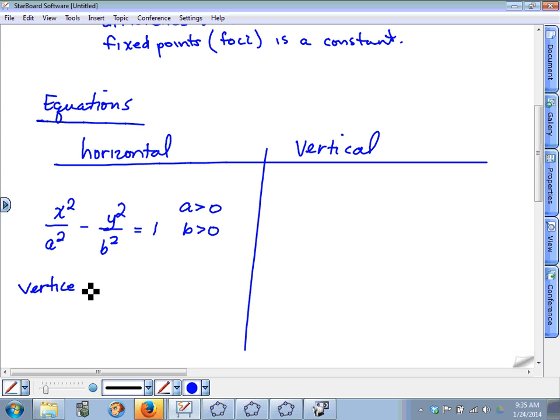The vertices are plus or minus a comma 0. The location of the two foci are plus or minus c comma 0, where c squared is equal to a squared plus b squared. Now, do you see another big difference between hyperbolas and ellipses? This is a squared plus b squared to help you find c squared. With the ellipses, it was a squared minus b squared.